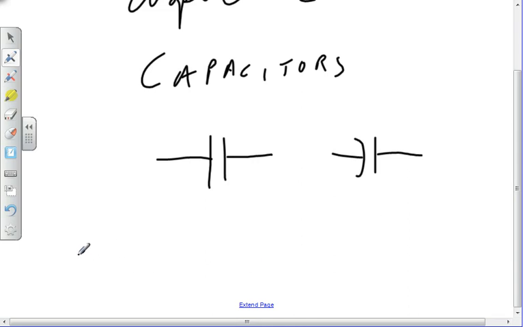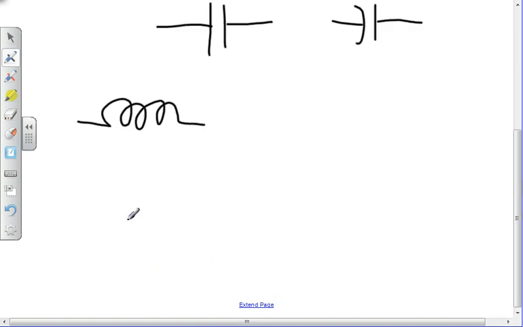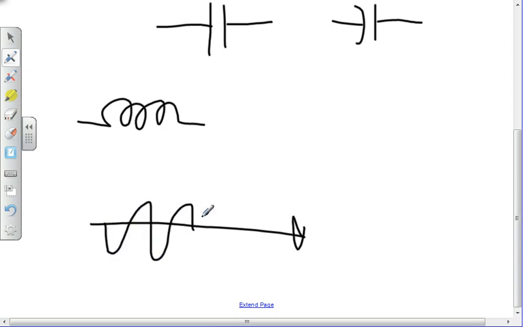So if I have an inductor, the inductor is storing a magnetic field. The capacitor is storing charge. Now, an electromagnetic wave goes in one direction. The electric field goes one way, and the magnetic field goes 90 degrees out of phase. And this is a three-dimensional thing.